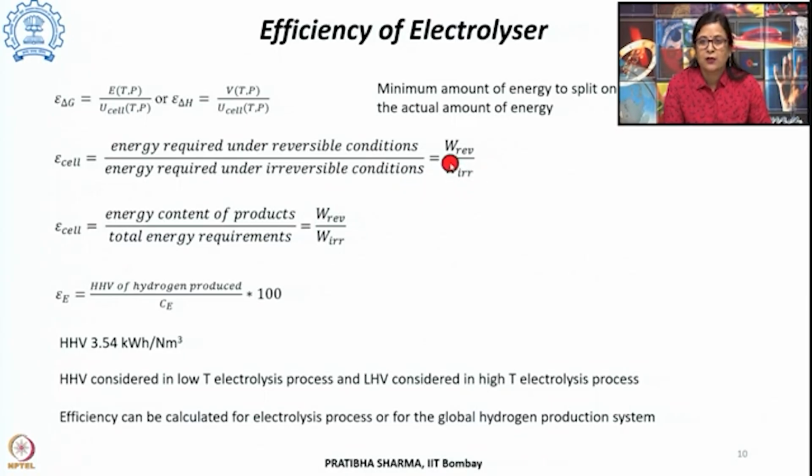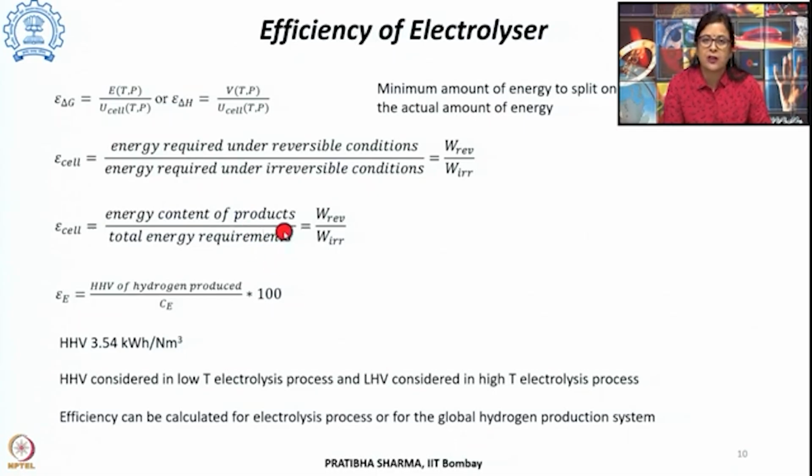In actual practice, always the W reversible is less than the W irreversible, the amount of energy required because of the irreversible processes is more. This is because of the parasitic resistance, the various electrical resistances involved, the various overvoltages that require additional energy in the process. So the energy efficiency of the cell is less than 1. It can also be represented in terms of the energy content of the products which are formed to the total amount of energy which is required to produce that product.